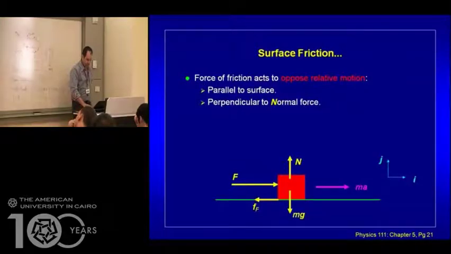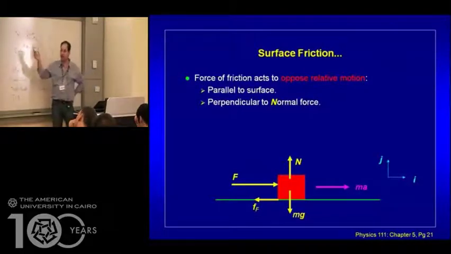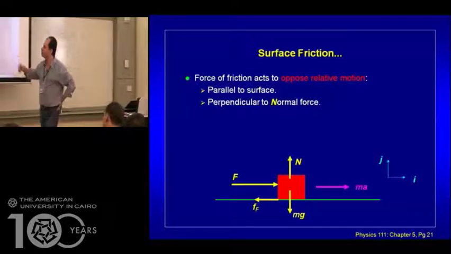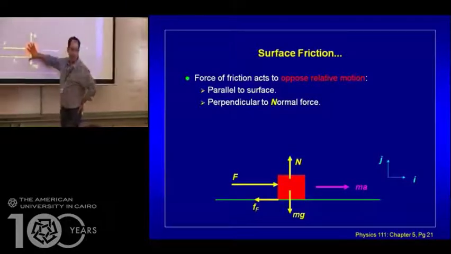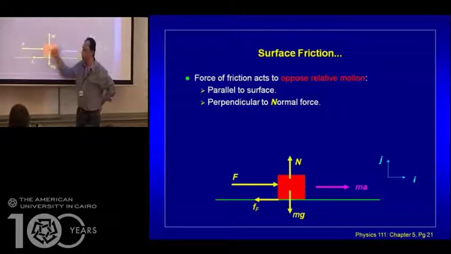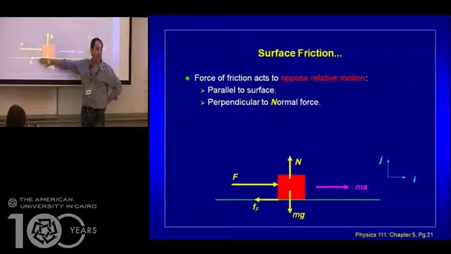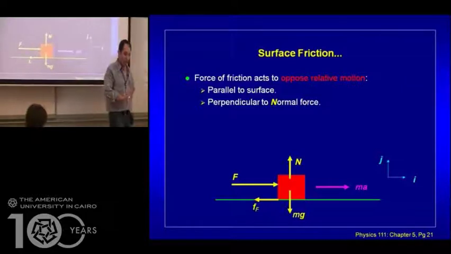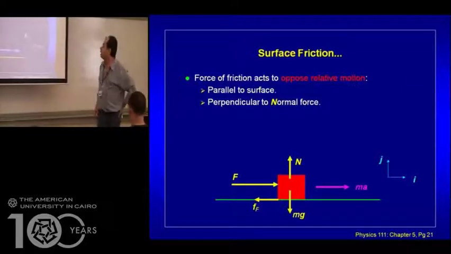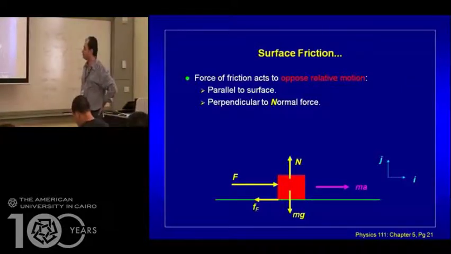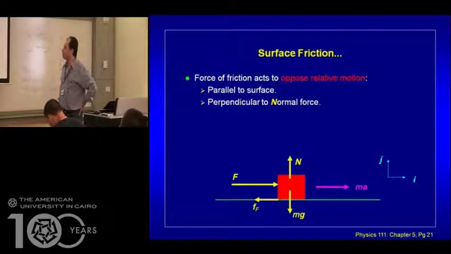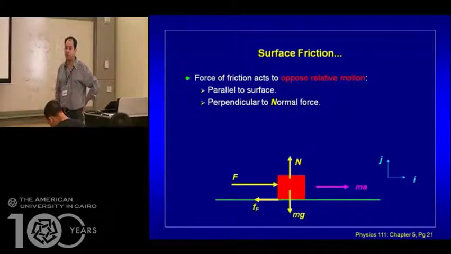Now, friction. I'm going to include friction. We have studied that problem before without friction. We have been pushing that object with a force F along that direction, and we have assumed before that that surface is frictionless. Now we're going to include friction. And I need to find out what will be that friction force. What is the magnitude of the friction force?